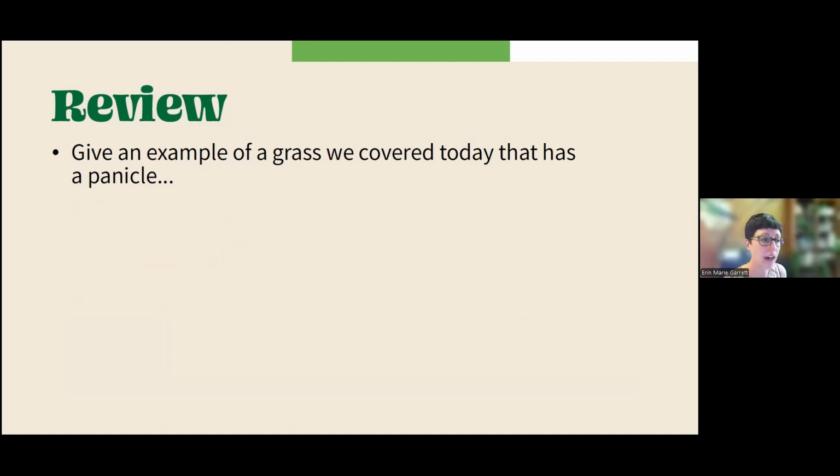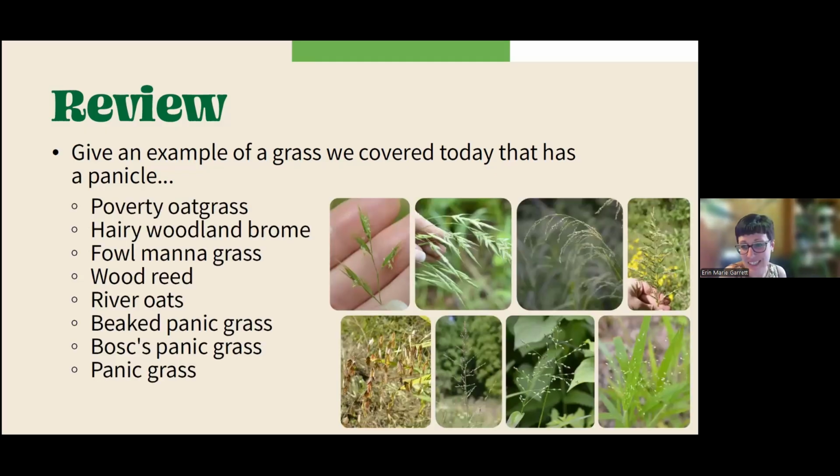Excellent. Fowl manna, wood reed. We did talk about smooth brome. We didn't do a profile on it yet, but yes, it has a panicle. Hairy woodland, river oats. Great, great, excellent. So again, just showing how hopefully we're starting to get the picture of what a panicle looks like. They have some similarities, but they also can be a little bit different, right? If they're held straight up, if they bend to the side, the size and shape of the spikelets differs a lot. So all of these listed here all have panicles.